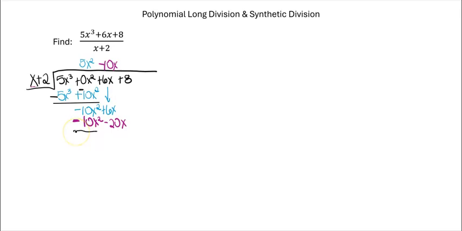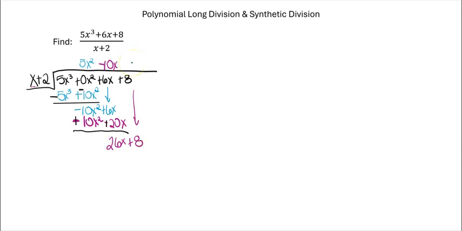I am now going to subtract, and in order to subtract, I change every sign, so this becomes a positive and that becomes a positive. So when I add these, the x squared term goes away and 6x plus 20x gives me 26x, and now I'm bringing down my plus 8.